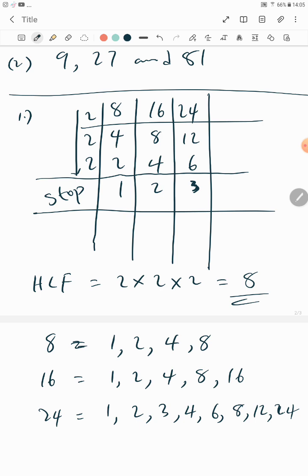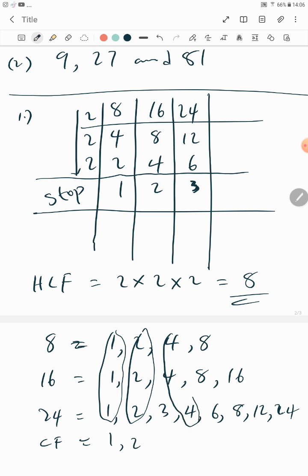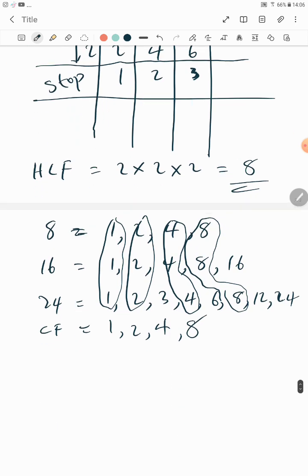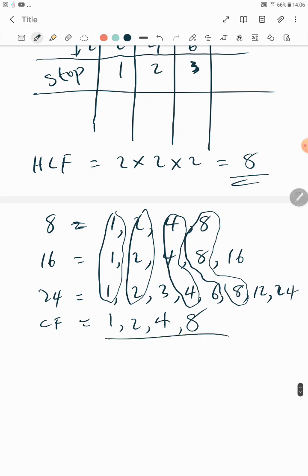So let us see which ones are the common factors here. The common factors, let me call that CF, will be: 1 is common to them. 2 is common to them. 4 is common to them, so you write your 4. You see that 8 is the next thing that is actually common to them. So nothing is common again. So which one is the highest out of 1, 2, 4, 8? That's the HCF. Of course, 8 is actually the highest. Okay, and you can see that we got the same thing.